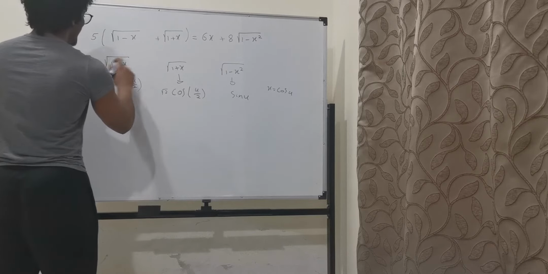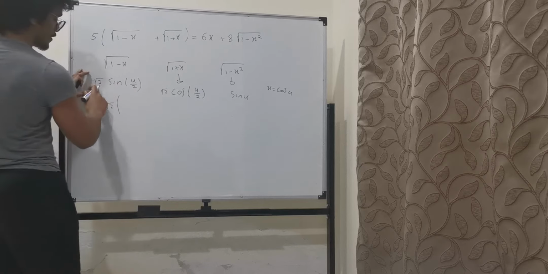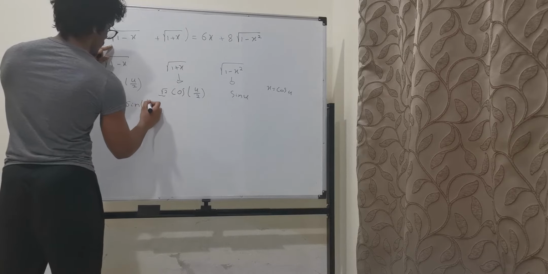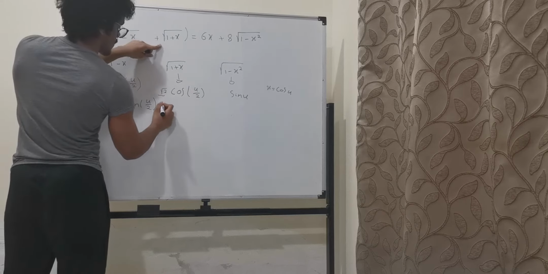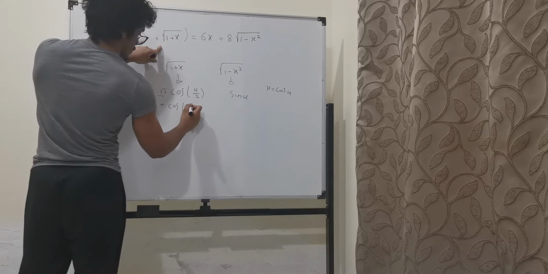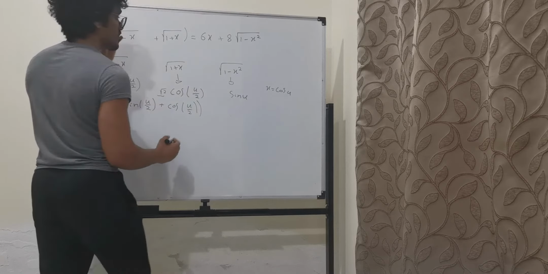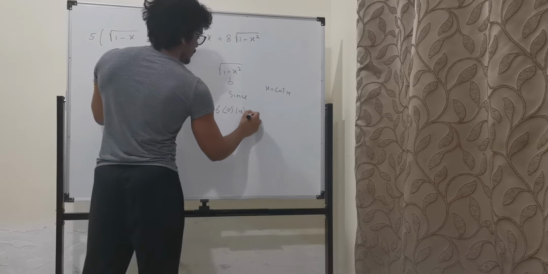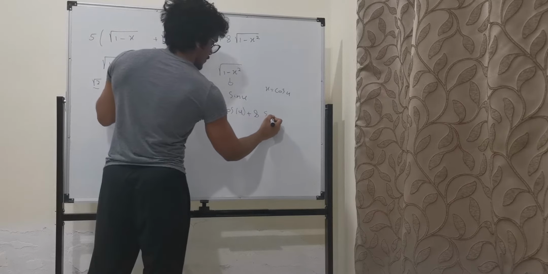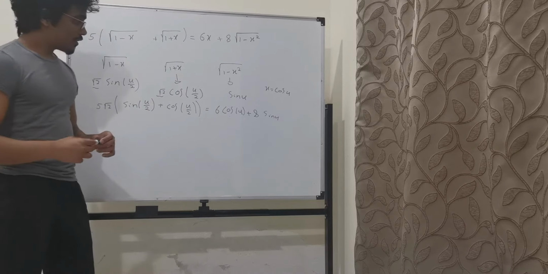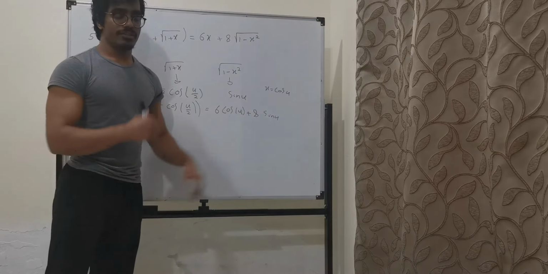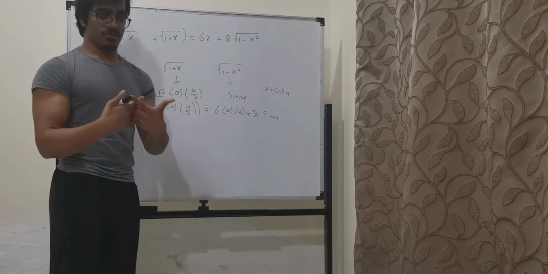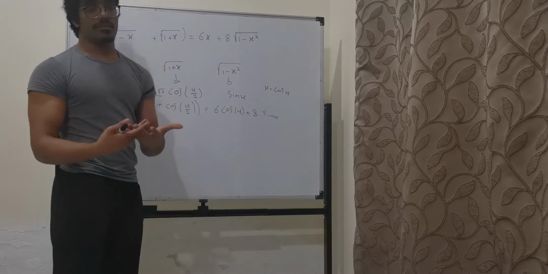So in the square root of 1 minus x, we can factor out the square root of 2 from both of them. This will become sine of u divided by 2, and this will become cosine of u divided by 2. This will be 6 cosine of u plus 8 sine of u. Whenever we have a sum of cosine and sine, we try to put it as one function, either sine or cosine. Most of the time we use the double angle formula and put it as a sine.